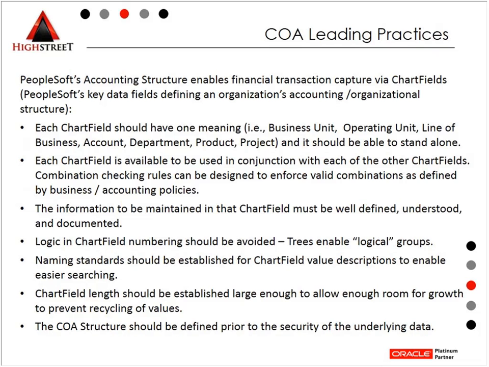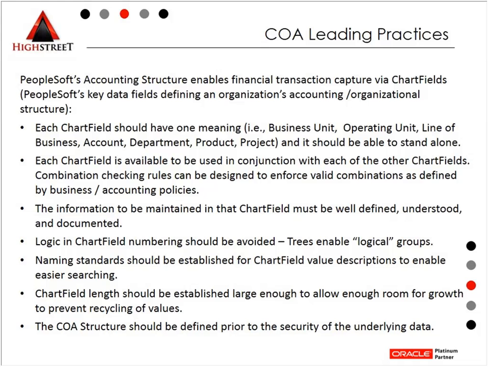from a guiding principle perspective, can you commit to each chart field will have one meaning? So in other words, your business unit, your operating unit, your account, your line of business, your department. Will it be consistently used for that purpose alone? As I mentioned before, I've often found that department gets abused and it is used for department purposes, program purposes. Some organizations have a hard time defining when that change happens, when a department at some point transitions to being a product or a project.